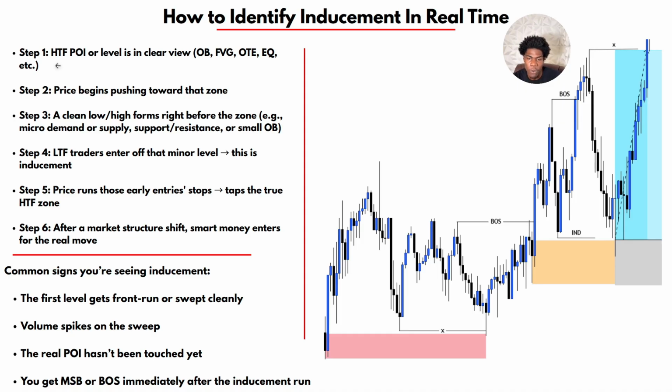And then step 4 is that lower time frame traders enter off that minor level. This right here is our inducement. And then we see that price runs those early entries, those stop losses, and taps into the true higher time frame zone. And then that's when we scale down to the lower time frames after a market structure shift. That right there is when smart money enters.